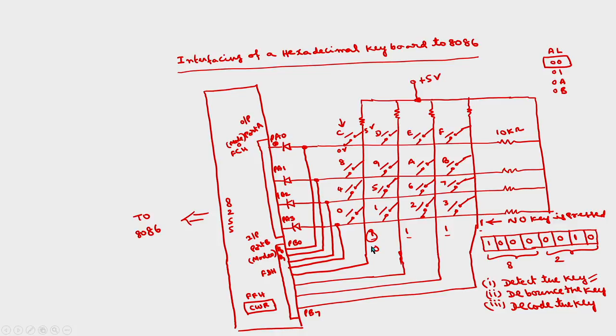Okay. If all are 1s, it means no key is pressed. If any one column is having 0, it means there is one key pressed in that particular column. So suppose if I get 0 here, the key pressed can be either 0 or 4 or 8 or C. If I get 0 here, the key pressed can be either 1, 5, 9 or D. So like that, a 0 on any column represents that there is a key pressed along that particular column. Okay. So with this basics, I will go to the flow chart and then the program.